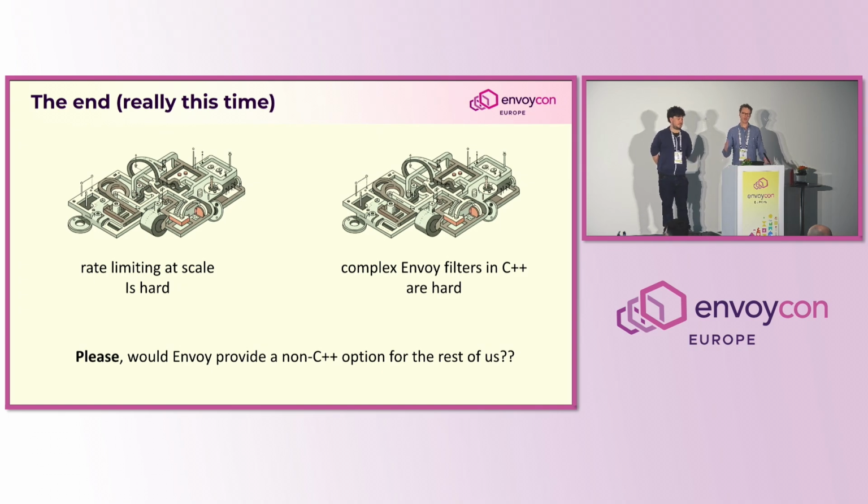So, okay, now we're actually at the end of our story. But I want you all to take away two main points. Number one, rate limiting at scale is hard, and none of the available options may work for you. And number two, writing complex Envoy filters is also hard, and you'll have to do it in C++ because no other options are mature enough. And one request to the community, can we please have a stable, mature option for developing filters that's not in C++? And I see one of the lightning talks later might address some of that.